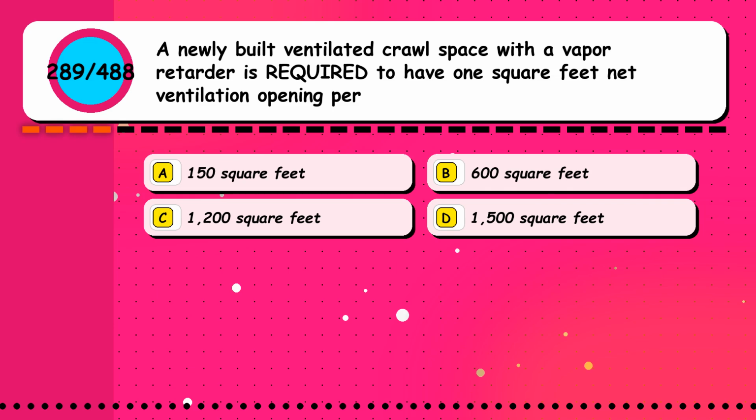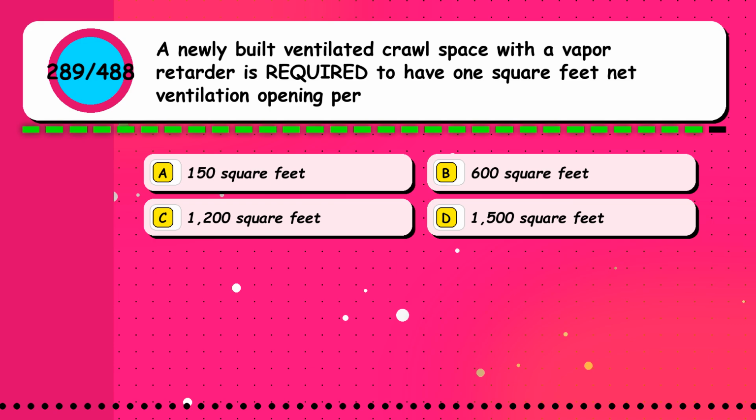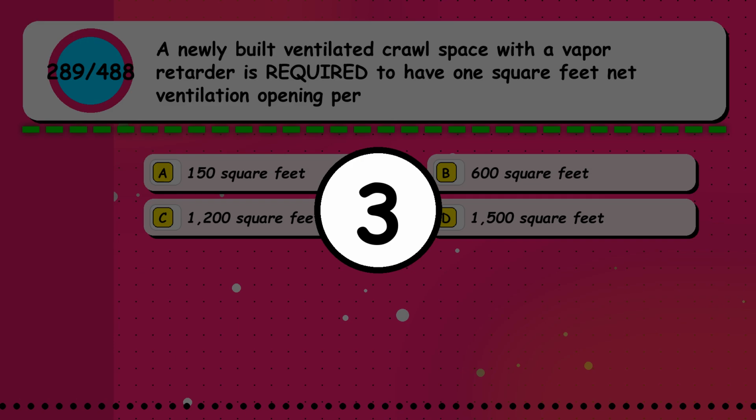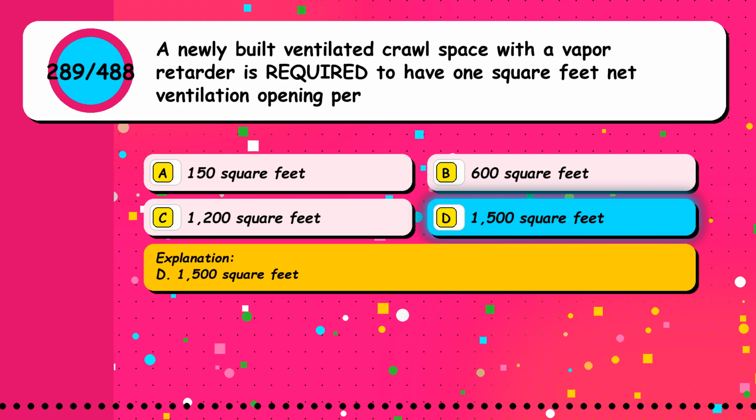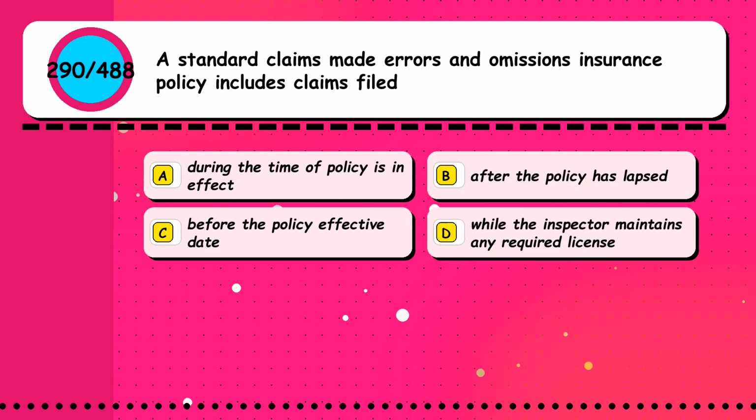Question 289. A newly built ventilated crawl space with a vapor retarder is required to have 1 square foot net ventilation opening per. Option A, 150 square feet. Option B, 600 square feet. Option C, 1,200 square feet. Option D, 1,500 square feet. The correct answer is option D, 1,500 square feet. D, 1,500 square feet.